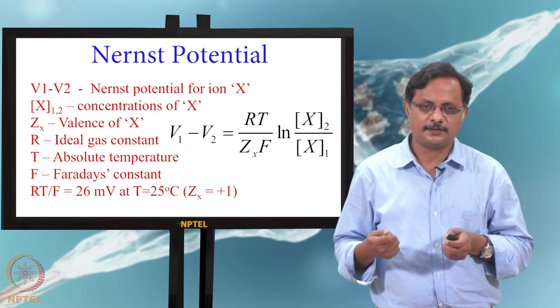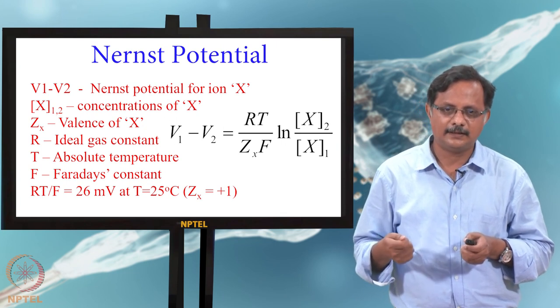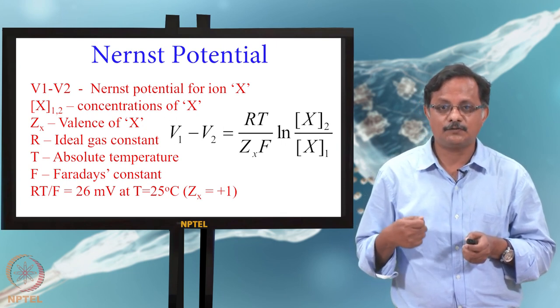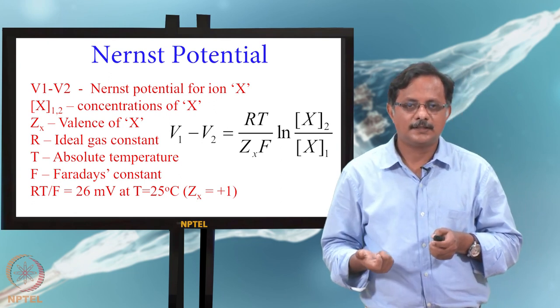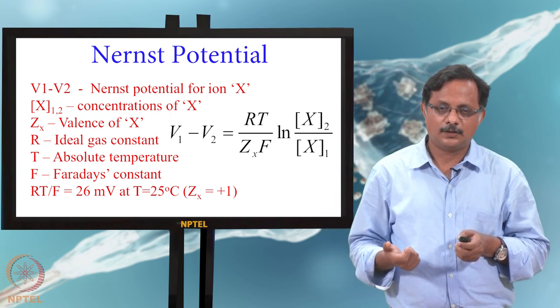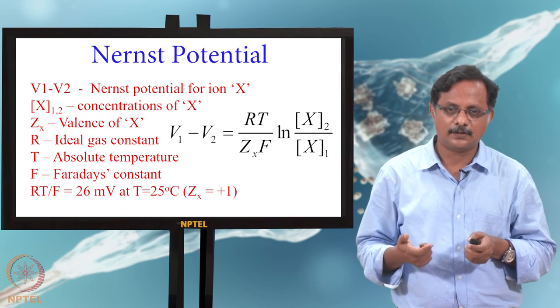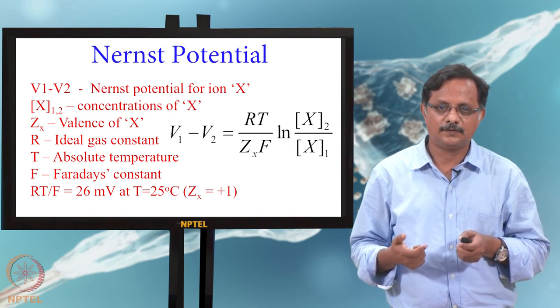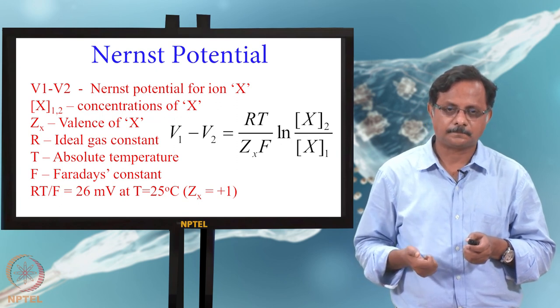F is a Faraday's constant. So, at room temperature of 25 degrees centigrade the RT by F for valence equal to plus 1 turns out to be 26 millivolts, and that can be used for simplifying your calculations of Nernst potential. So, this is a factor, then you have ln, which is a natural logarithm of the ratio of the concentrations on the right side or x2 by x1.